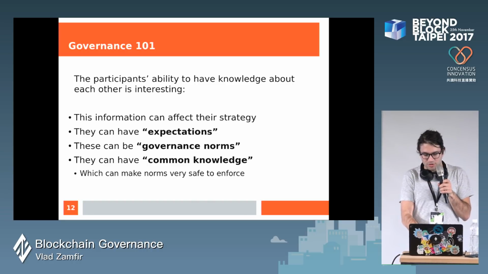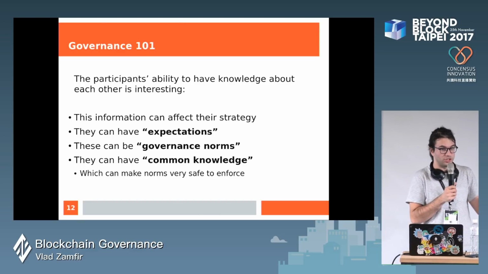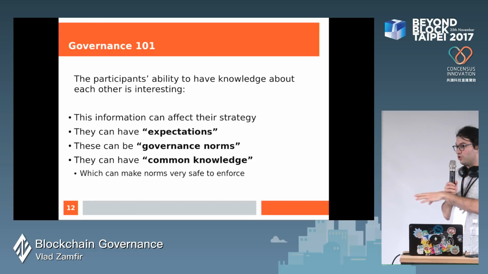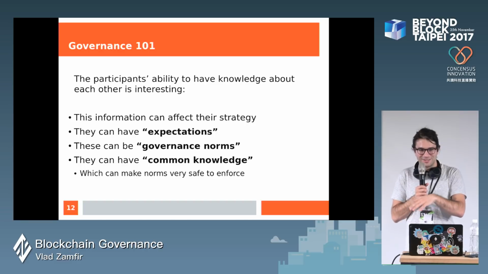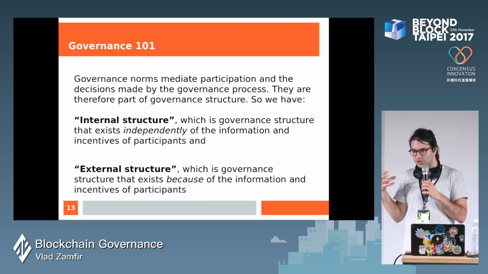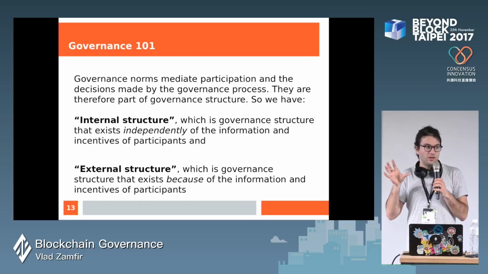And so common knowledge is really useful and really powerful because it lets people enforce their expectations and norms without any fear of repercussion. Because not only do you know that you did something wrong, you know that everyone knows that you did something wrong, and so it's really hard to fight back. And so this kind of information that participants have of each other can restrict and mediate the way that their participation actually impacts the governance outcomes.